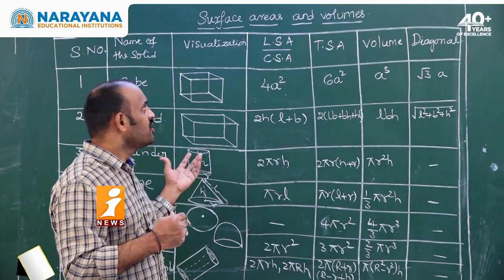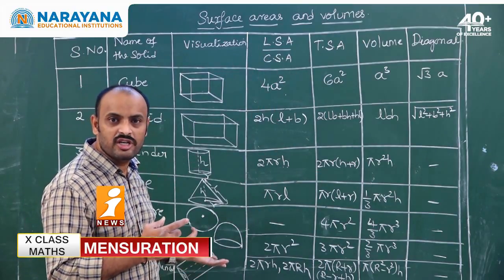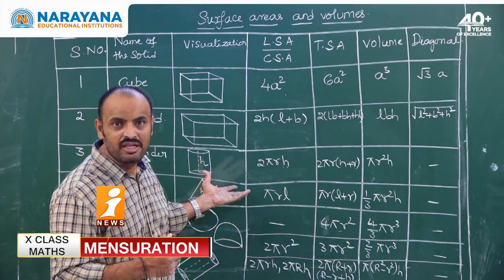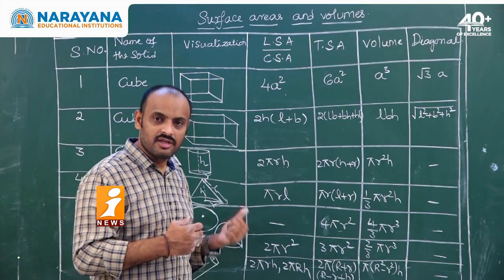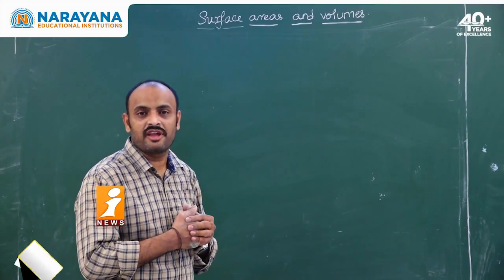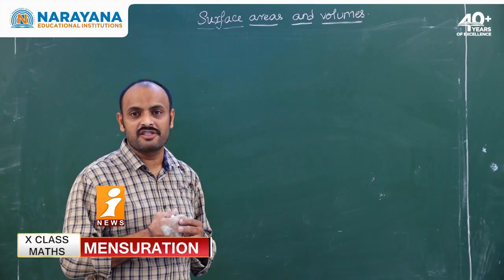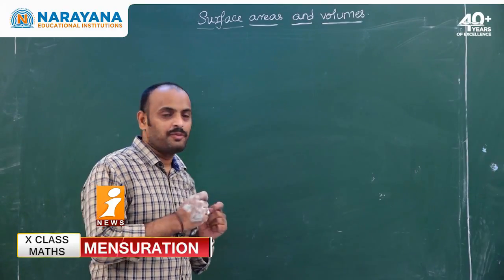So we have seen all these things and put them in tabular form so that we can identify them easily. Now, how to use this in questions, that we will see next. Where we have to use total surface area, where lateral surface area, and where volume. Here are some points.